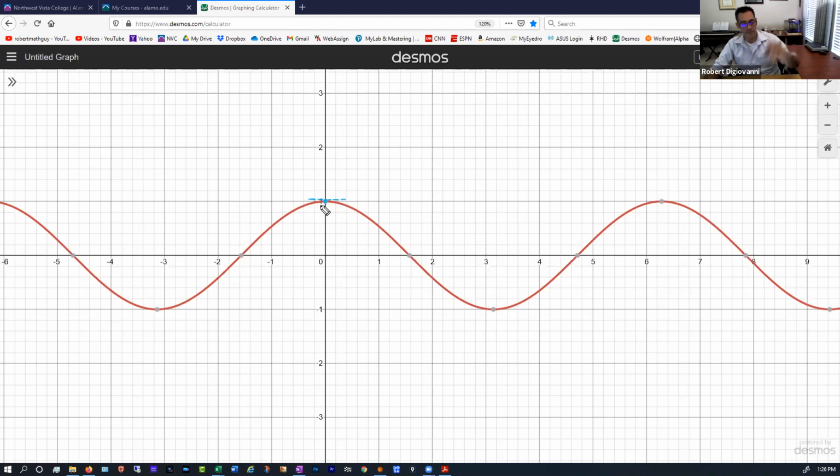Which means the derivative must be 0. Also here, at this point, the slope of the tangent line must be 0, which means the derivative must be 0. Here, at this point, the slope of the tangent line must be 0, so that means the derivative must be 0. So far, this is what the derivative looks like.